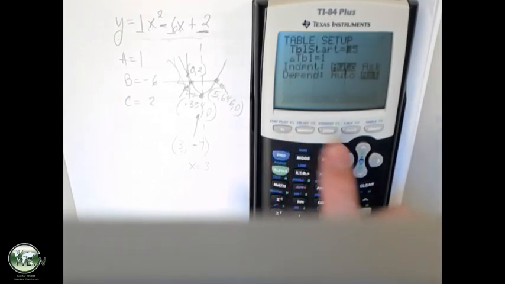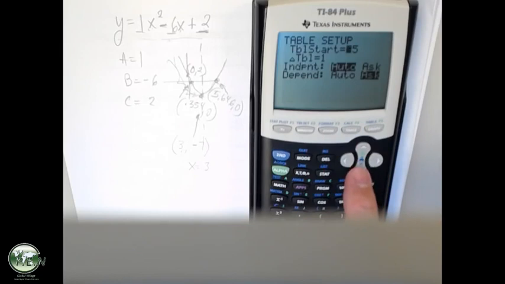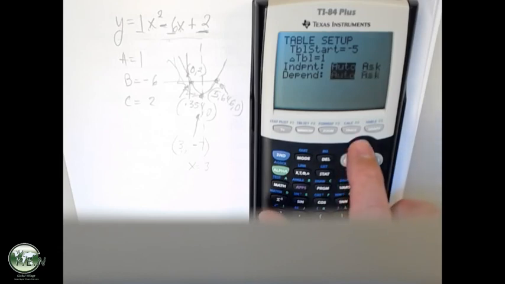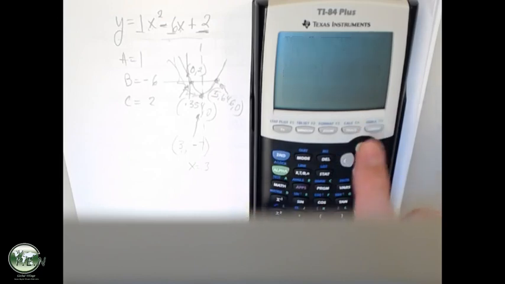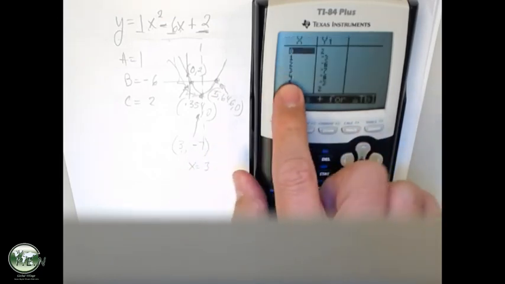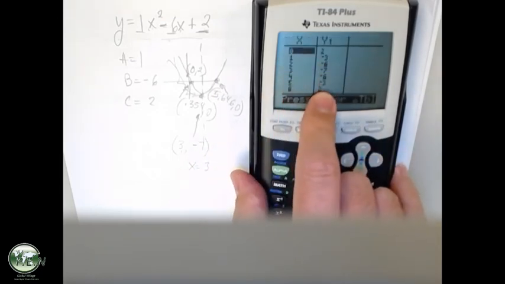Let's see, table set. Oh, it's on auto? No, it should be on auto. Maybe dependent should also be on auto. Maybe that's it. I'll just make that 0. I want to go to the table. There it is. So for these x values, it's giving me some y values.